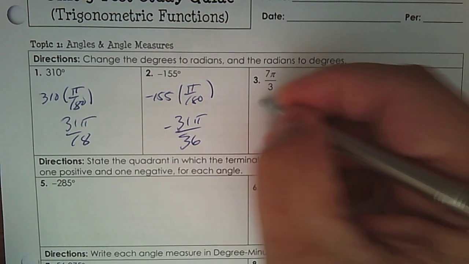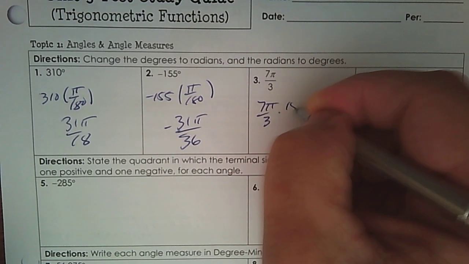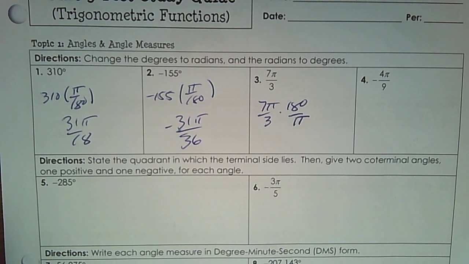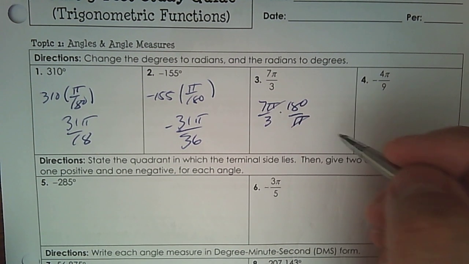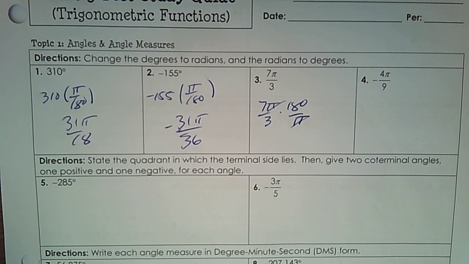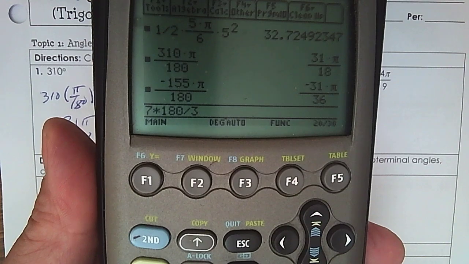7 pi over 3. How do I go the other direction? So I multiply times 180 over pi. Notice the pi's would divide out. 7 times 180 divided by 3. So again, 7 times 180 divided by 3, and I get 420.